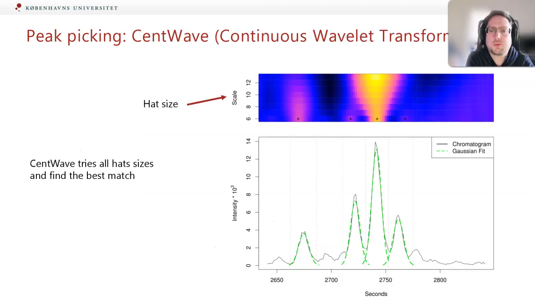This is one of the problems the newer, so-called centWave algorithm tries to solve. So what it does instead is that it tries on hats of all sizes, so to speak. Meaning that for each peak, it tries to figure out what the ideal peak width is. In this example, it looks like it has decided that all the peaks have the same width, but that is of course not always the case. So happy with this, we can move on to another problem the centWave algorithm has tried to solve.